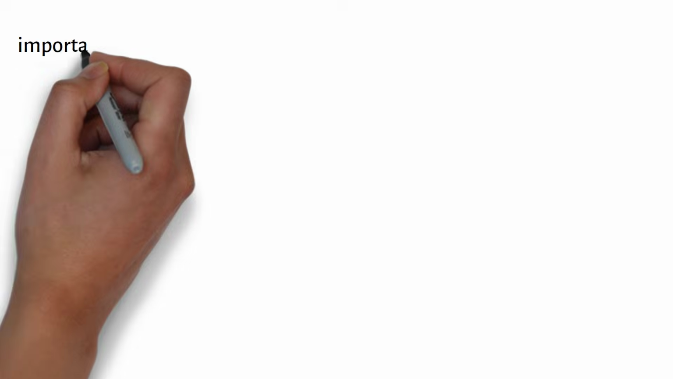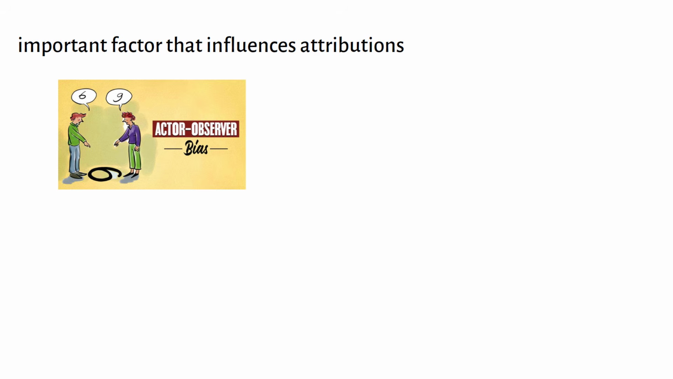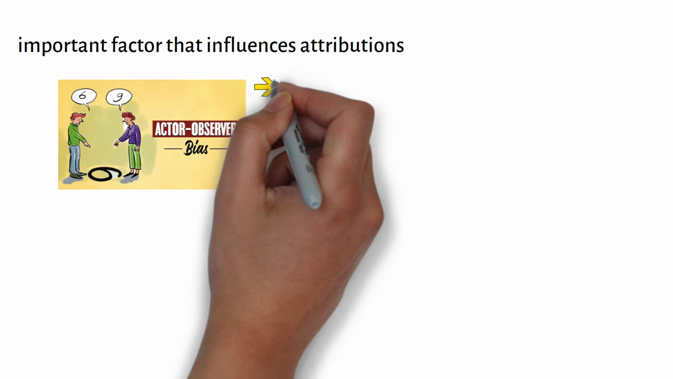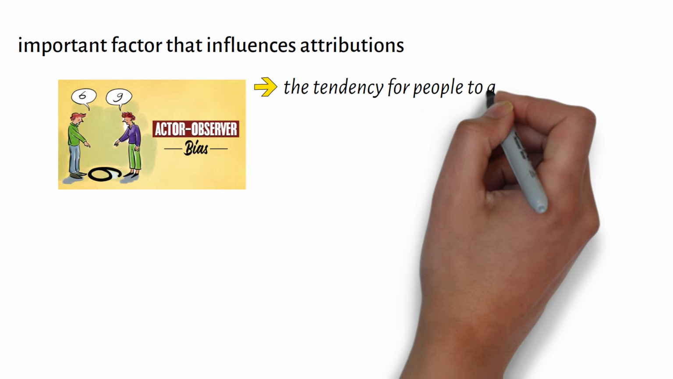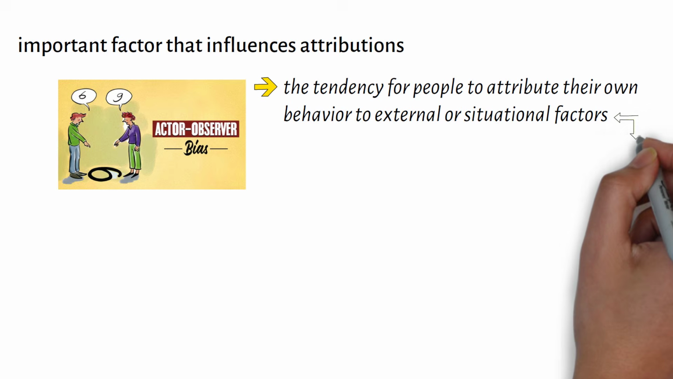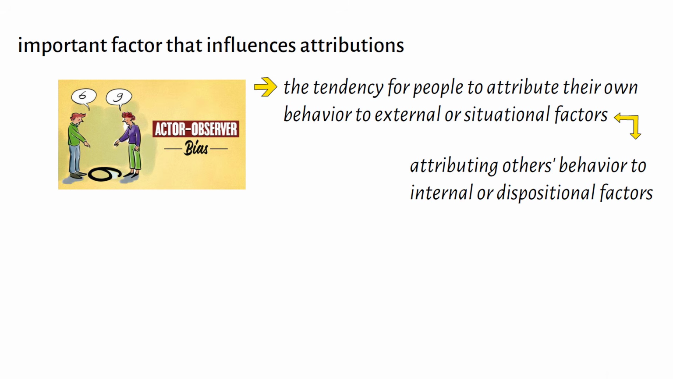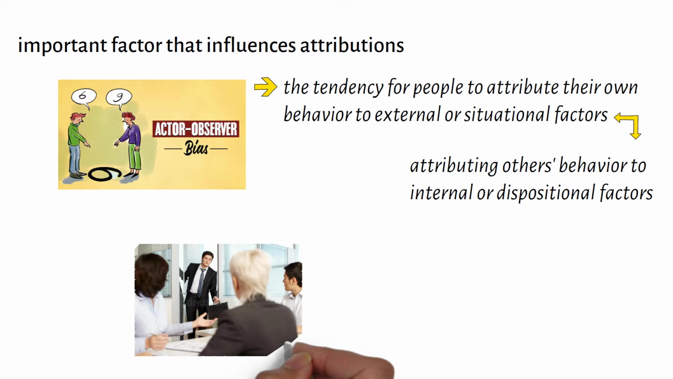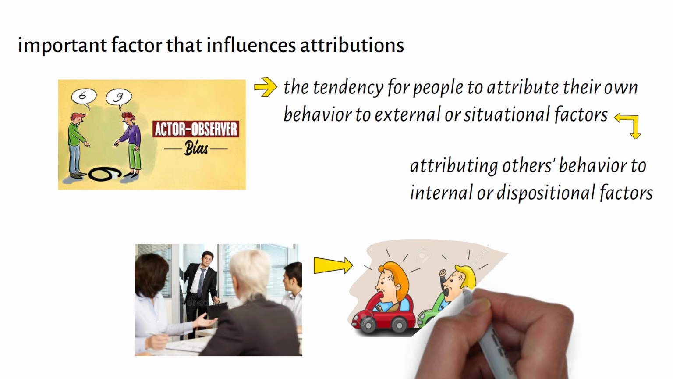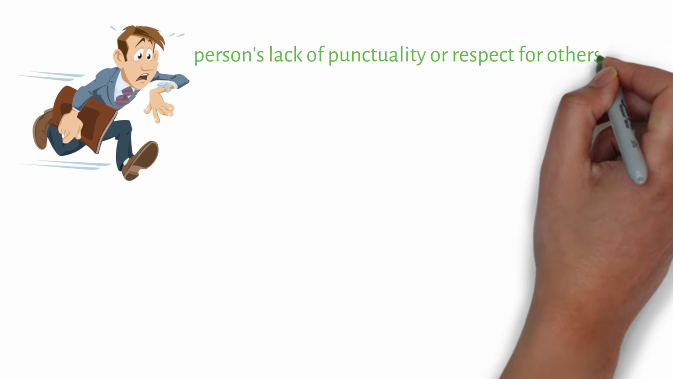Another important factor that influences attributions is the actor-observer bias. This bias refers to the tendency for people to attribute their own behavior to external or situational factors, while attributing others' behavior to internal or dispositional factors. For example, if someone is late to a meeting, they may attribute it to traffic or other external factors, while if someone else is late, they may assume it is because of the person's lack of punctuality or respect for others' time.